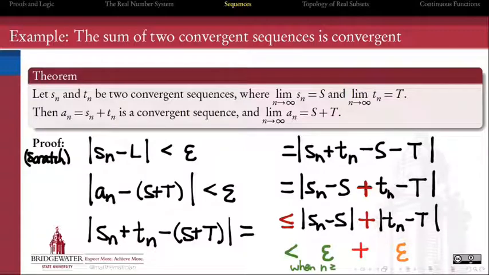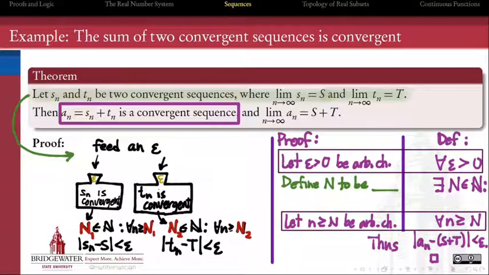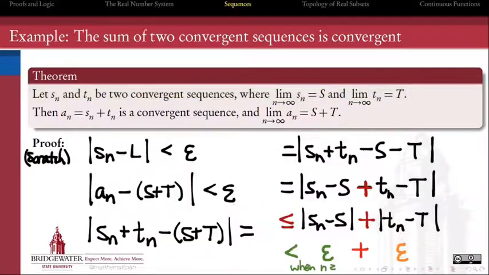When n is greater than or equal to what? So looking back at how we're invoking our definitions, when is the absolute value of Sn minus S less than epsilon? For all n greater than or equal to N1. That capital N which the definition applied to the S sequence gave us. So I'll put N1 right there.